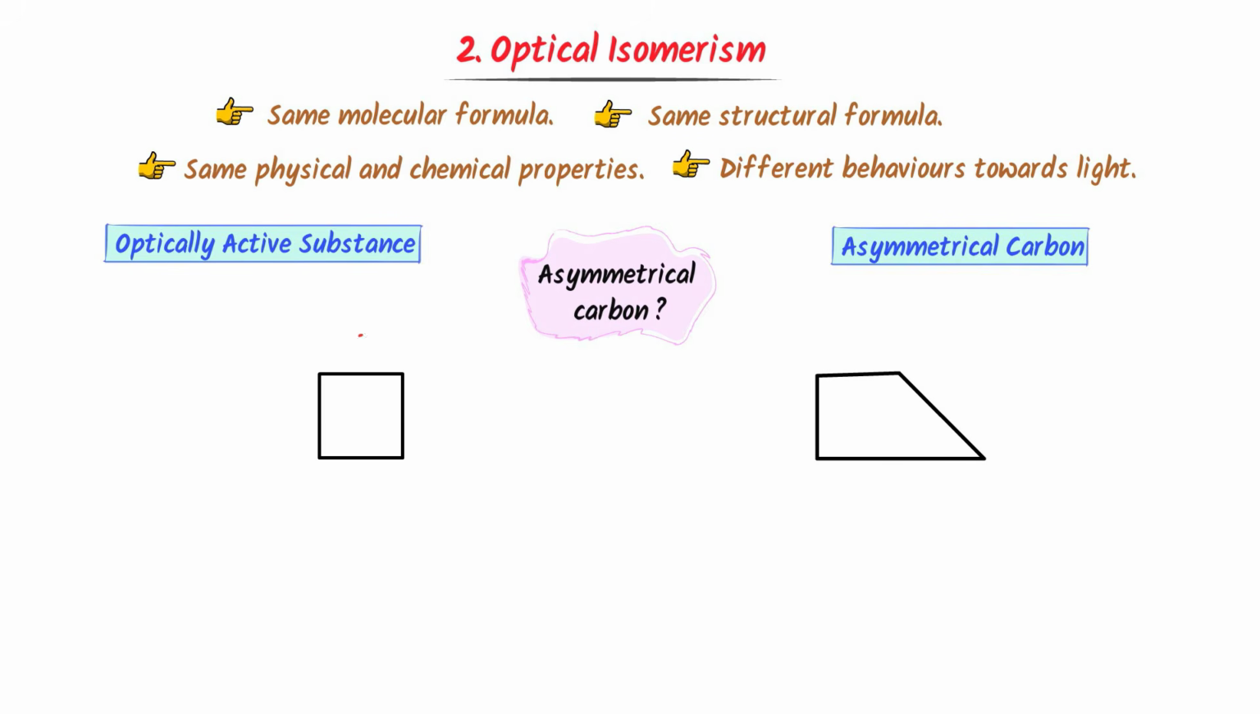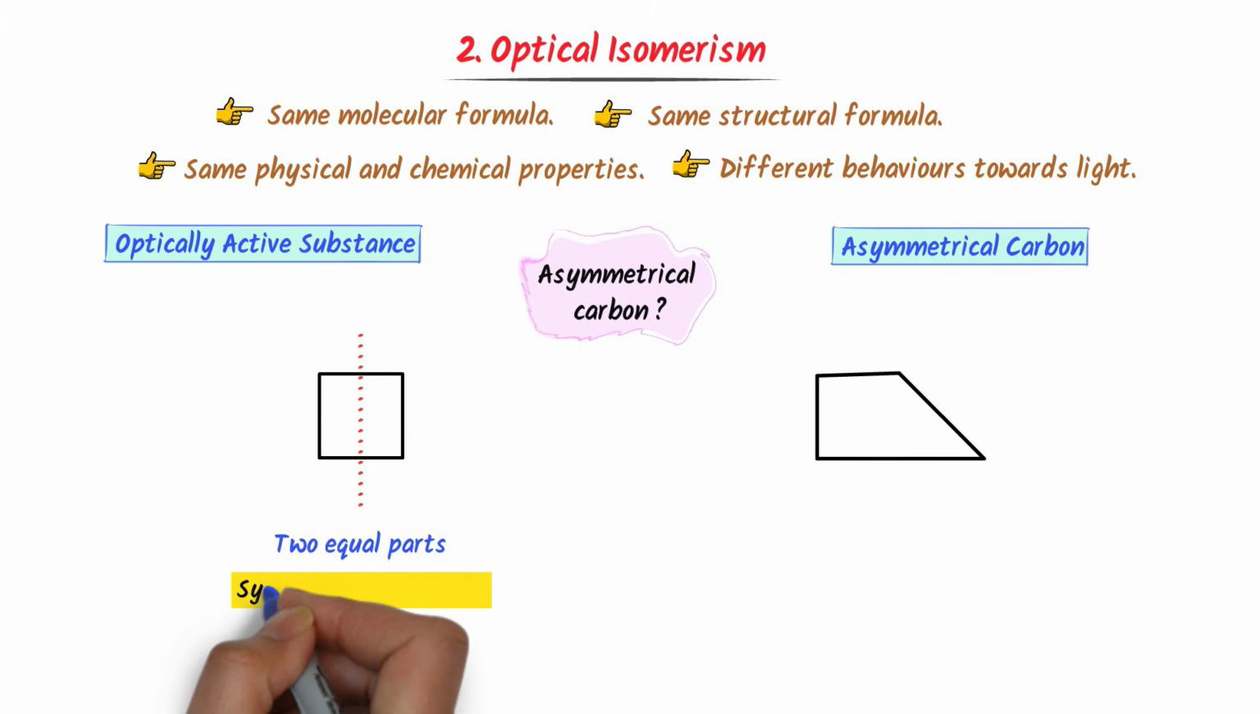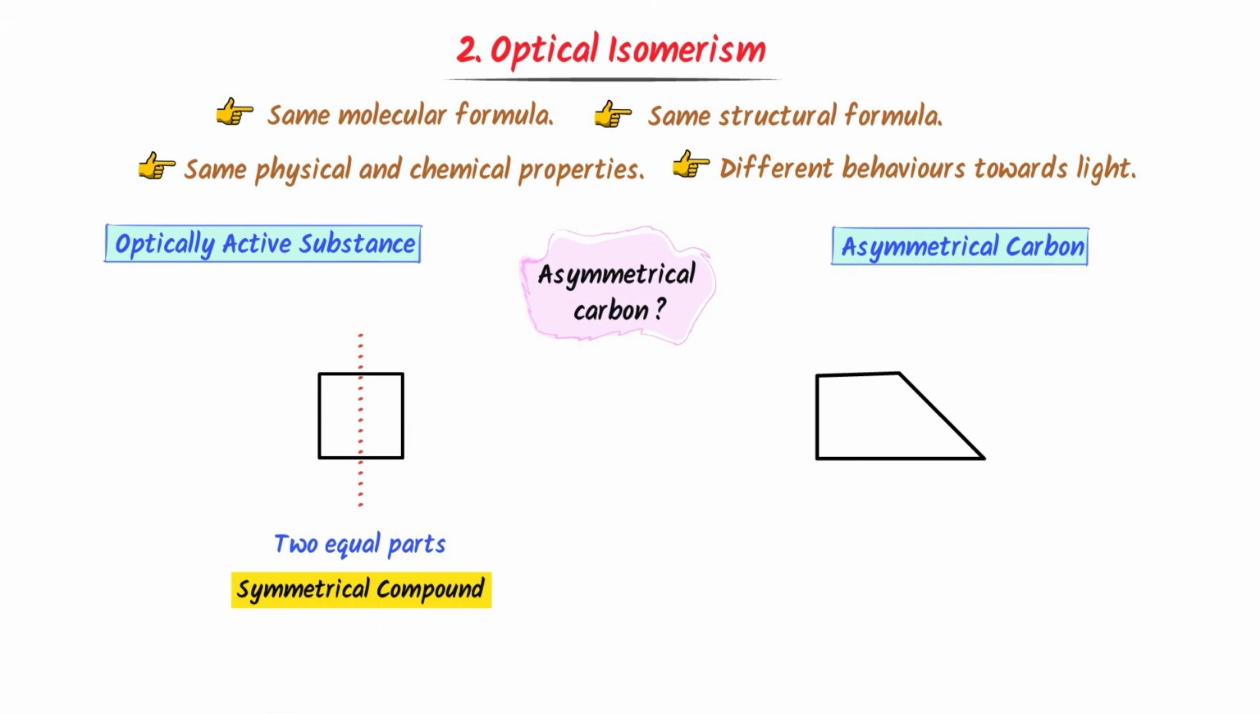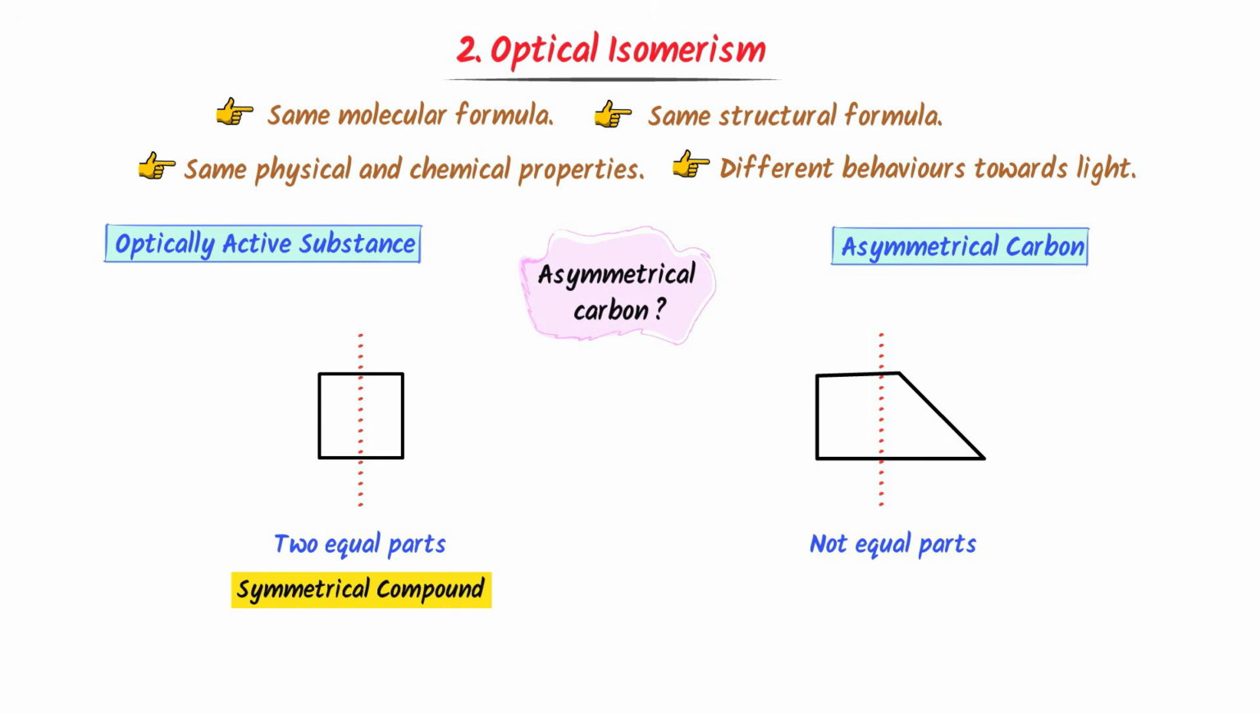Here, we can easily divide this compound into two equal parts. So it is a symmetrical compound. While we cannot divide this substance into two equal parts because this part is different from this part. So it is an asymmetrical compound.